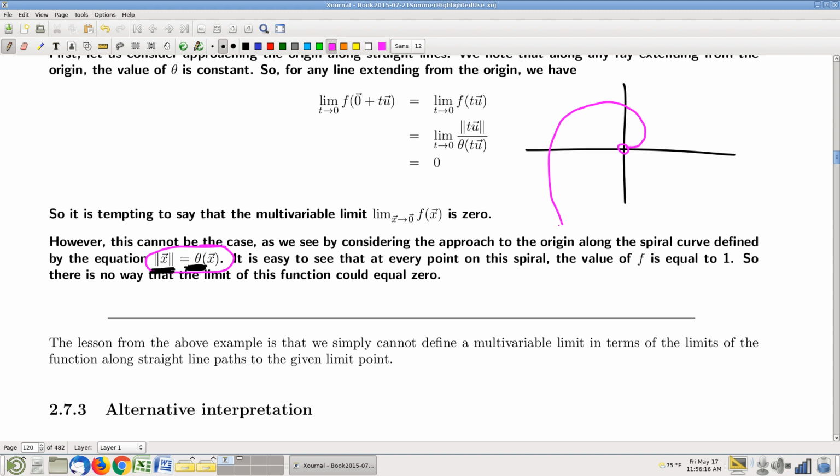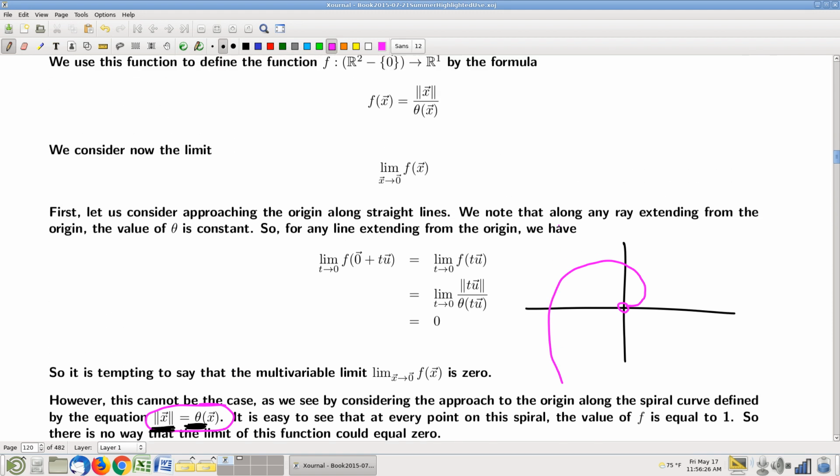Well, along this curve, magnitude always equals theta. Along this curve, magnitude always equals theta. That means that this function is just flat 1 everywhere along this curve. Now, what is the limit as you move along a curve? If the function that you're taking the limit of is constant as you move, the limit is that constant.